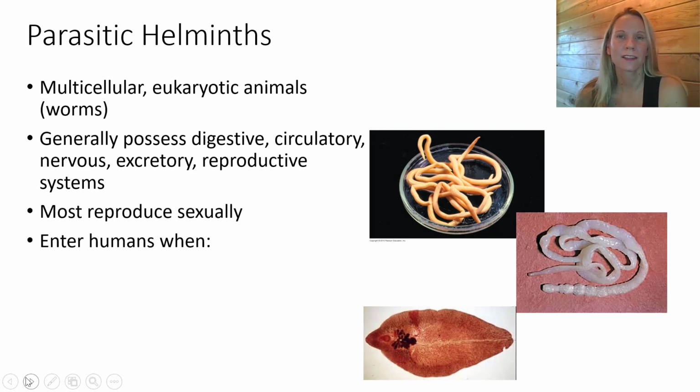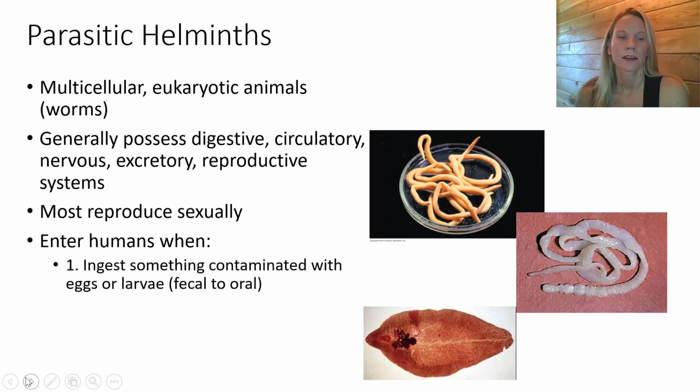So methods of transmission for parasitic worms really fall into three different categories. Category 1: you ingest something contaminated with the eggs or the larval stage. We call this route of transmission fecal to oral. Recall that is a method of indirect transmission.